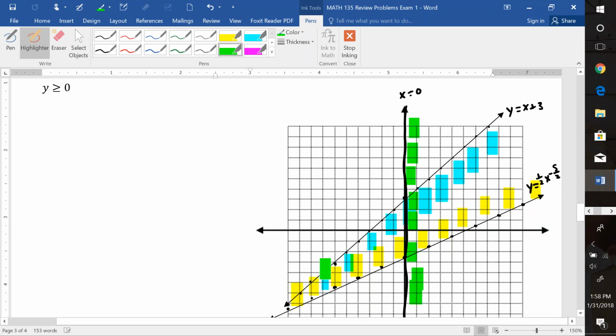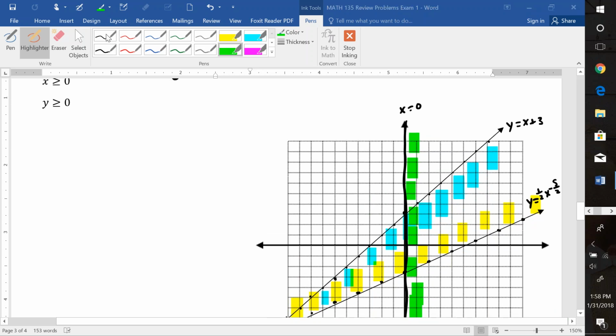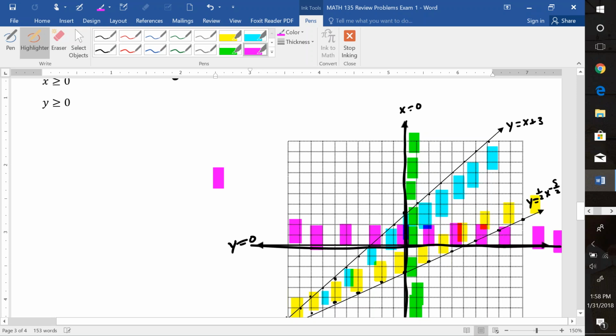So now we already know that nothing over here could be part of my feasible region because the green is not going to overlap with that. And then the very last piece is the y is greater than or equal to 0. So that is a horizontal line through the x-axis. And we're supposed to be graphing above that one. So it looks like the feasible region is here where all the yellow, pink, green, and blue have been overlapped.